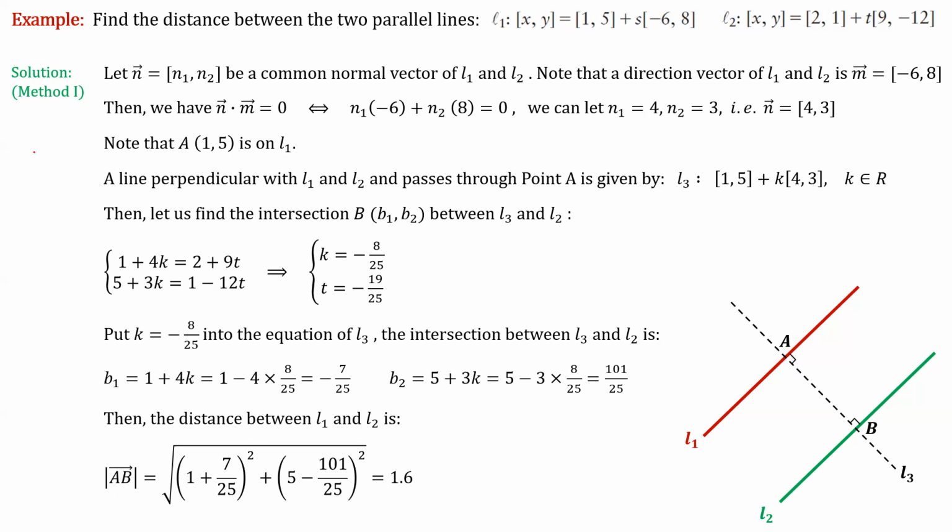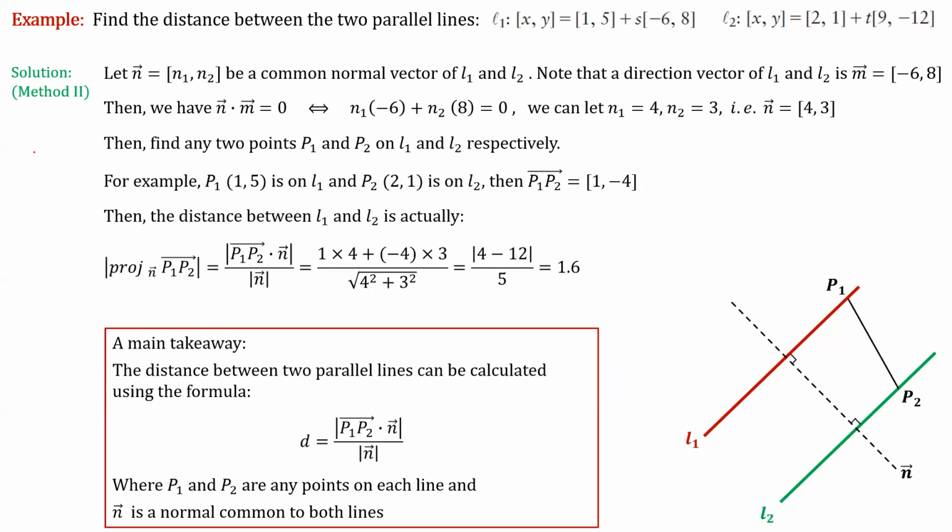If you don't have any questions, let's have a look at another solution. There is another method we can use to find the distance between two parallel lines. We can let the vector n, whose components are n1 and n2, be a common normal vector of L1 and L2. Also note that the direction vector of L1 and L2 is m, which is (-6, 8). Then the dot product between n and m equals 0.